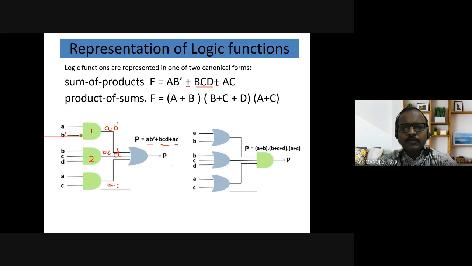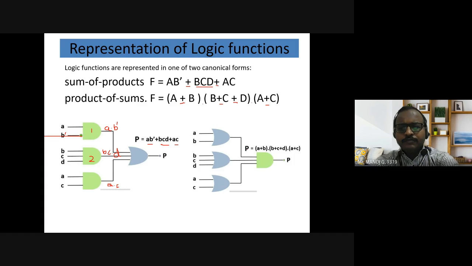And the product of sum is over here. It will have product terms and sum terms in between. That's how you find out sum of product and product of sum. I'm sure you would have done it in your digital electronics paper, but still, I'll just brush it up. Can I have Mr. Jeevan?